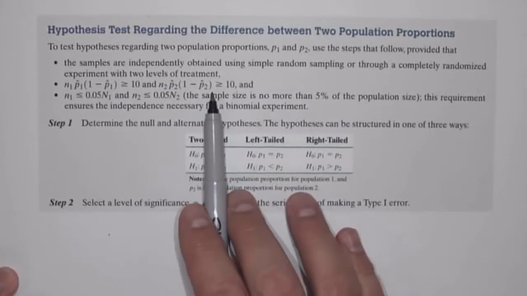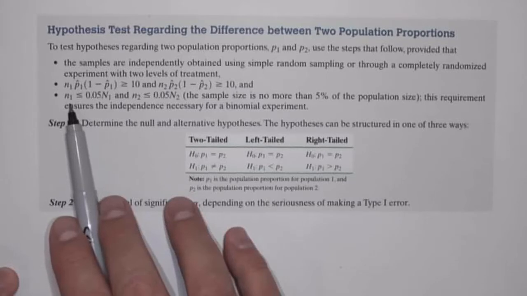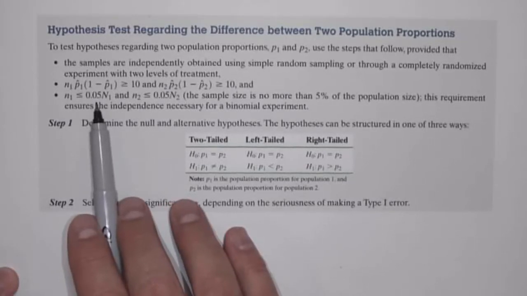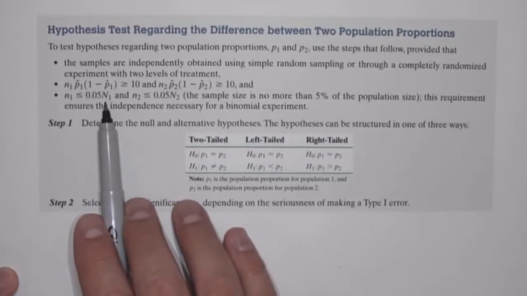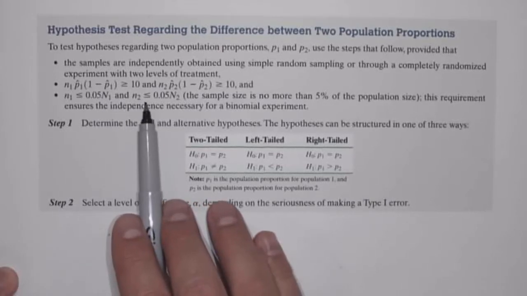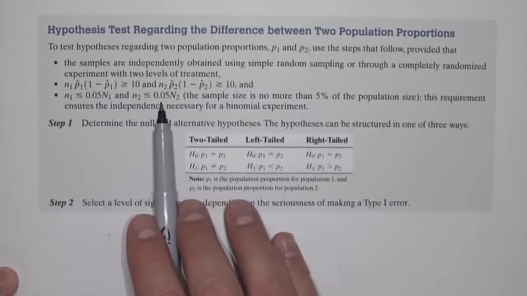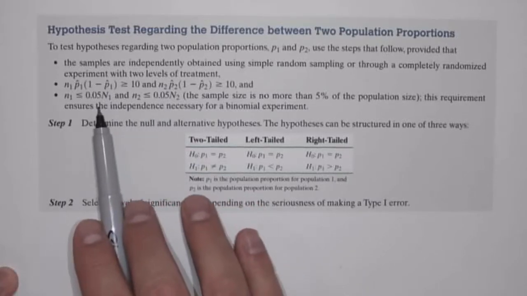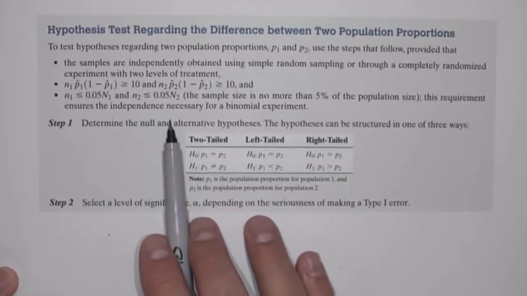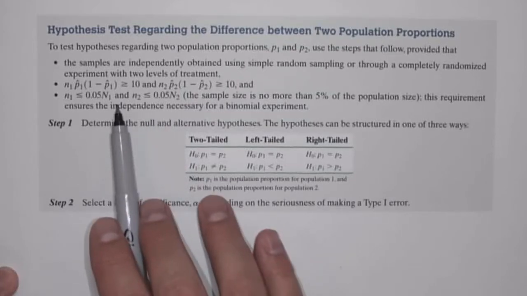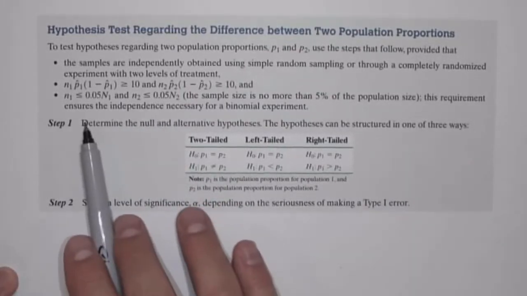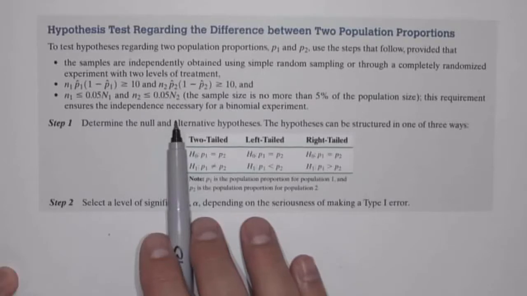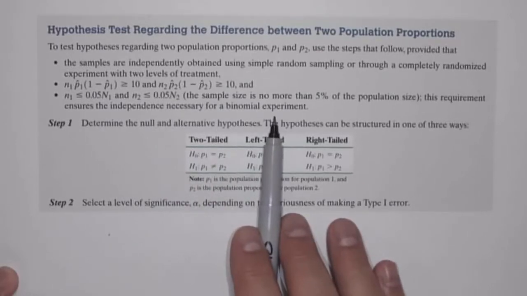Third, N1 has to be less than or equal to 0.05 times uppercase N1, and N2 has to be less than or equal to 0.05 times uppercase N2. So in other words, both samples have to be less than 5% of their populations. This requirement ensures the independence necessary for a binomial experiment.